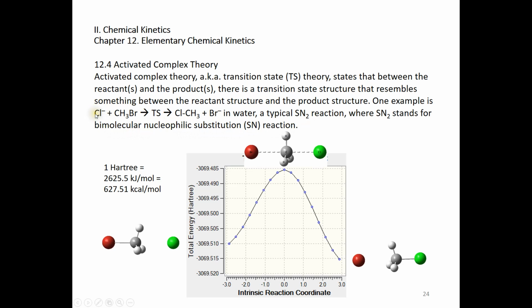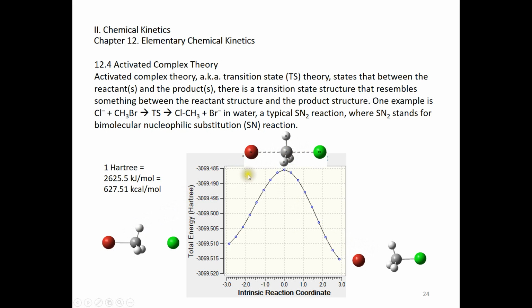So from chloride and bromomethane to chloromethane and bromide. In the middle, we have a transition state. So now let's look at the reactants. We have a chloride, we have bromomethane. And let's look at the product. We have a bromide and a chloromethane. So in the middle, we have a transition state structure that resembles something in between.